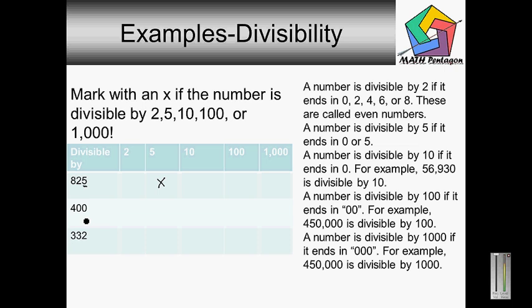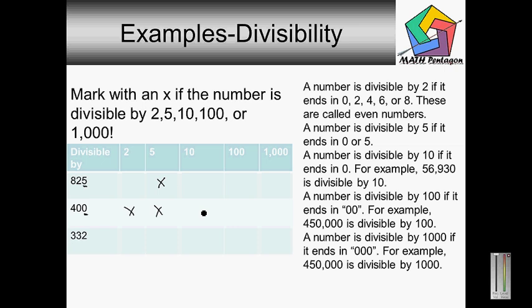Okay, divisible by 400. So is 400 divisible by 2? Yes, because the rule says a number is divisible by 2 if it ends in 0, 2, 4, 6, or 8, and we do have a 0. So yes, X. 5. A number is divisible by 5 if it ends in 0 or 5. Yes.